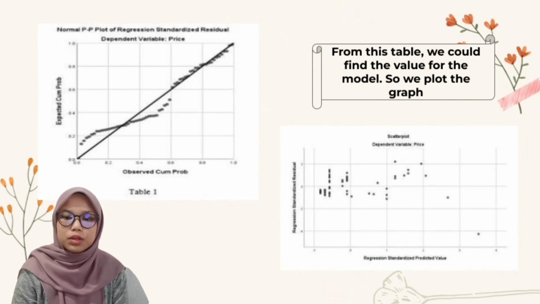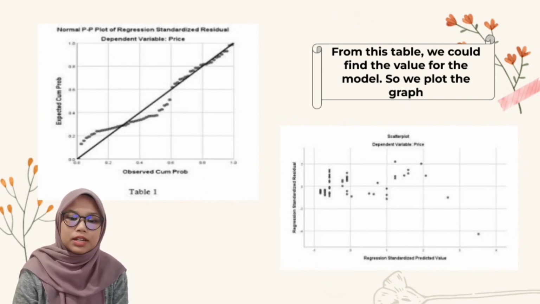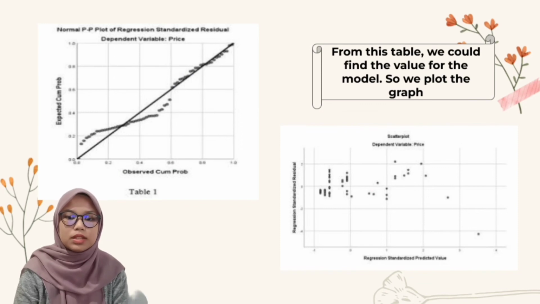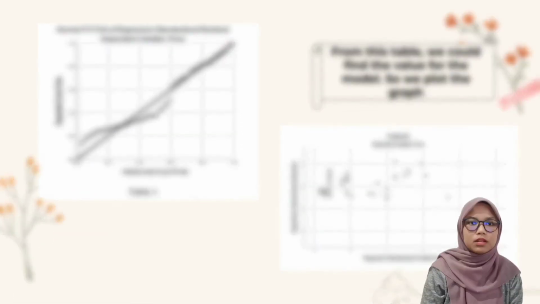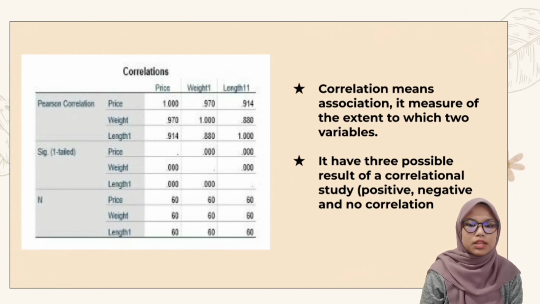From this table, we could find the values for the model, so we plot them in the graph. This is the graph we plot from the data put in the table. Correlation. Correlation means association. It is a measure of the extent to which two variables are related. There are 3 possible results of a correlation study. First, positive correlation. Second, negative correlation. And third, no correlation. We could say that this is a positive correlation.